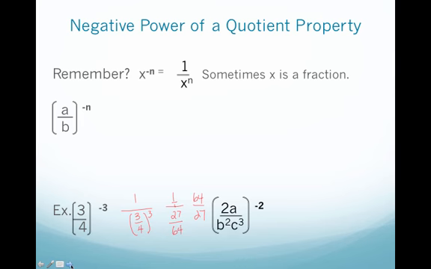So let's see if we can make it a little bit faster this time by just moving what we need to up and down. So this, of course, is going to be down in the denominator, but we're squaring everything. So I'm going to have 4a squared. And in the numerator is going to be my b squared c cubed, all of that raised to the second power. So I'm going to have b to the 4th, c to the 6th.